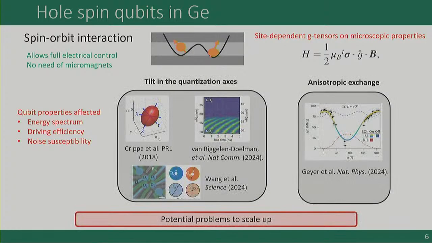Then this spin-orbit interaction will also induce a tilt in the quantization axis of our spins, and also an isotropic exchange interaction that I will talk about later. But these two are potential problems for scaling up, and there is beautiful physics behind them.